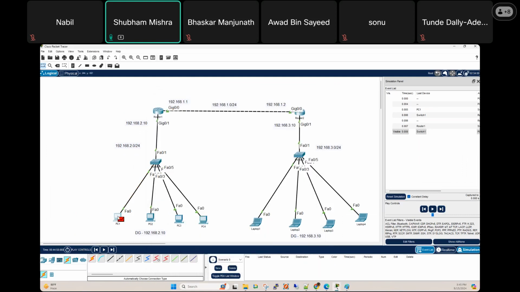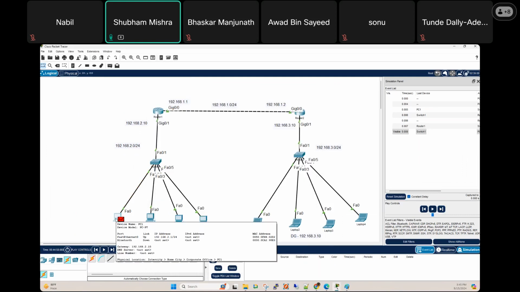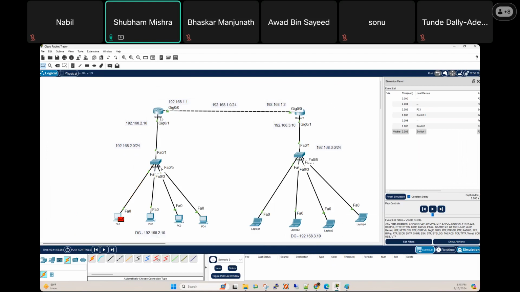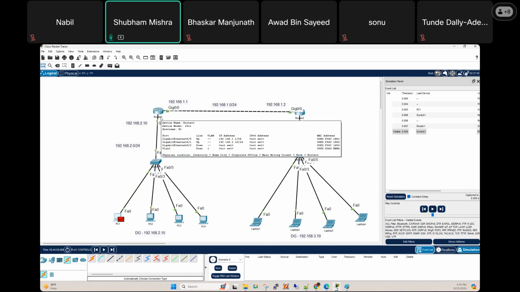Because when PC number 1 sends the ICMP request packet and it reaches router number 1, router number 1 opens that packet and finds what the destination IP address is. That is 192.168.3.1. Then the router will check 192.168.3.0. Is it visible in my routing table? Then the router finds no, this is not present in my routing table. It means this network is not reachable to me. Right now, this network is not reachable from me.